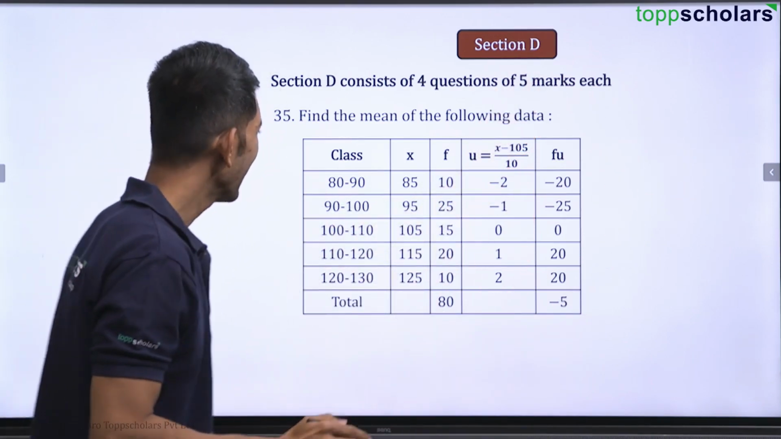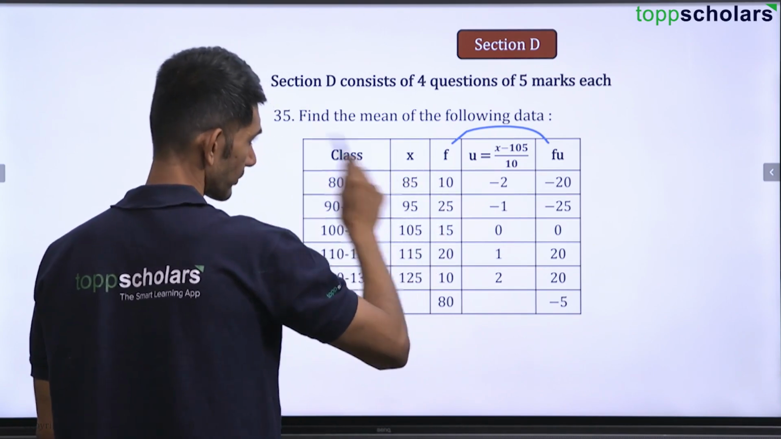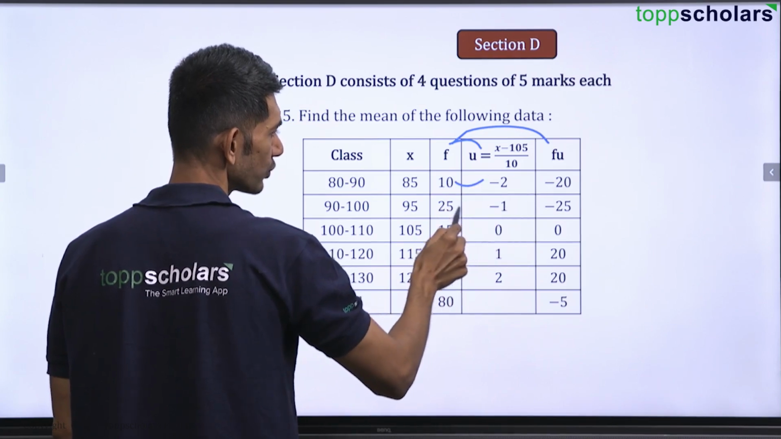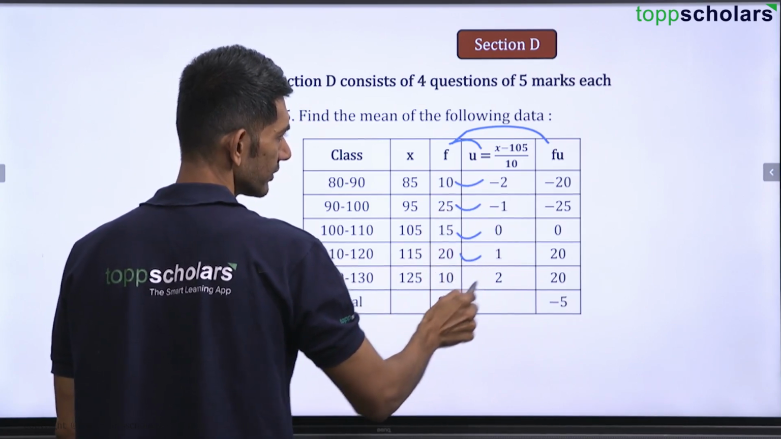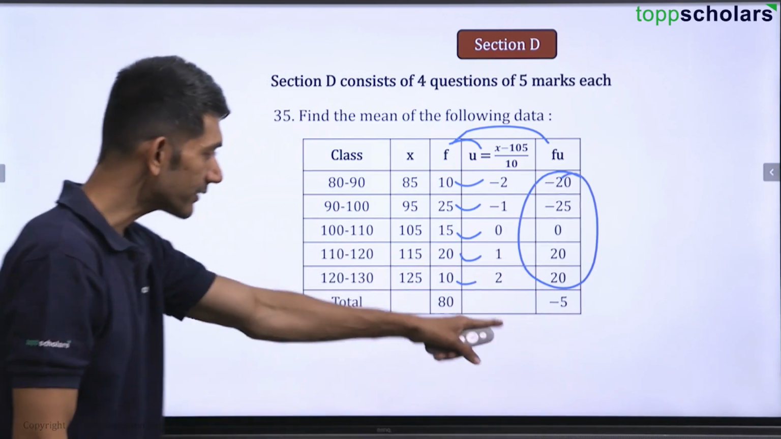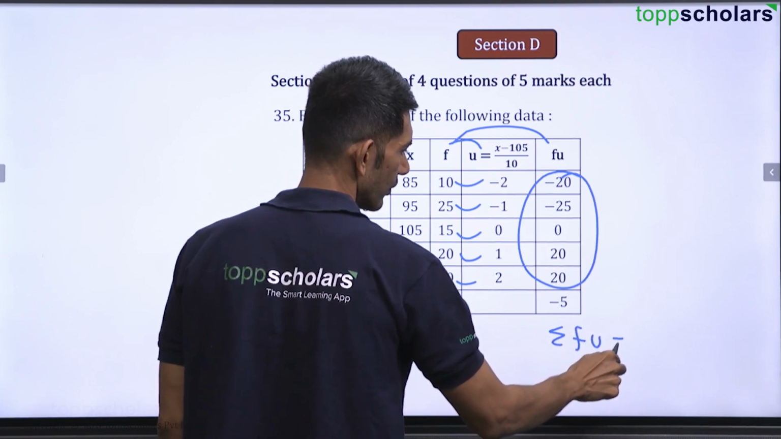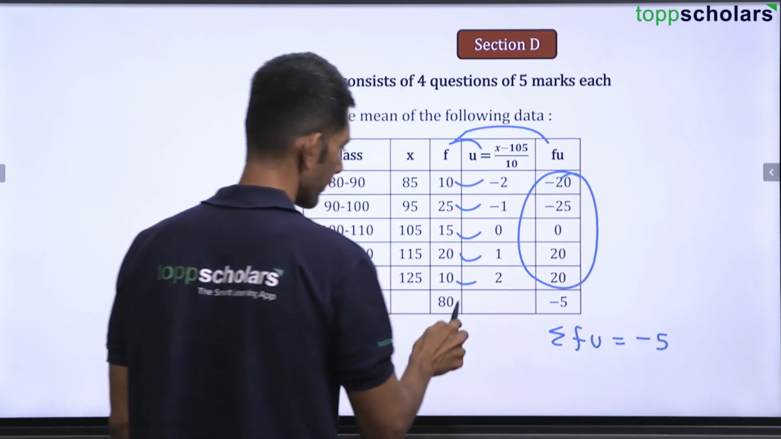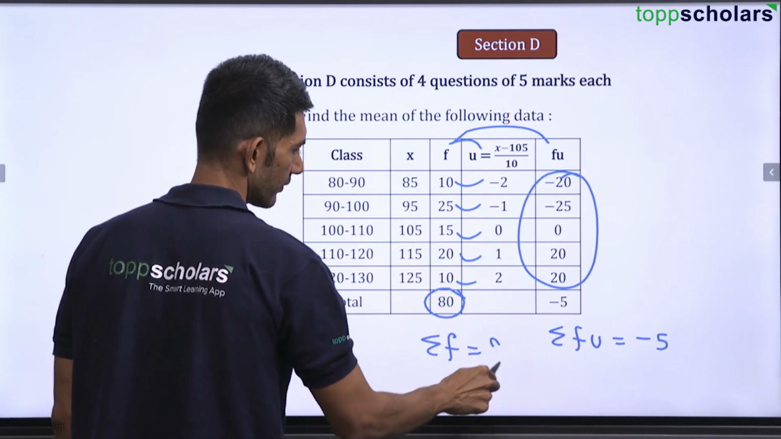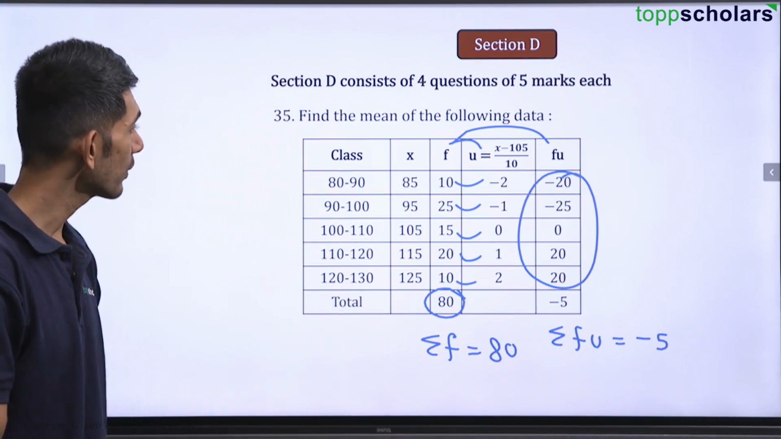Okay. And then you find out f into u. F into u gives you fu, right? So 10 into minus 2 is minus 20, and so on. Then you take the summation here. This is summation of fu. What is the summation? Minus 5. This is summation of f, right? That is your summation of the frequency.